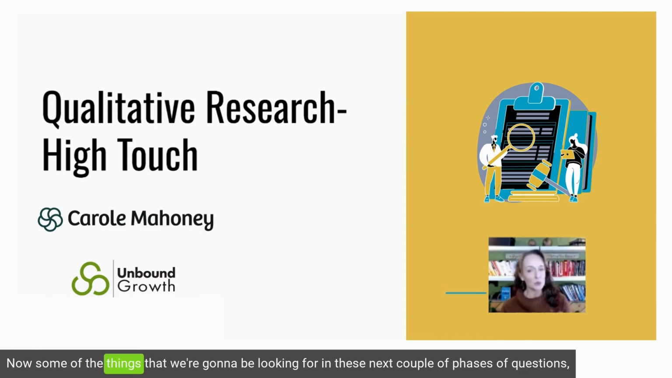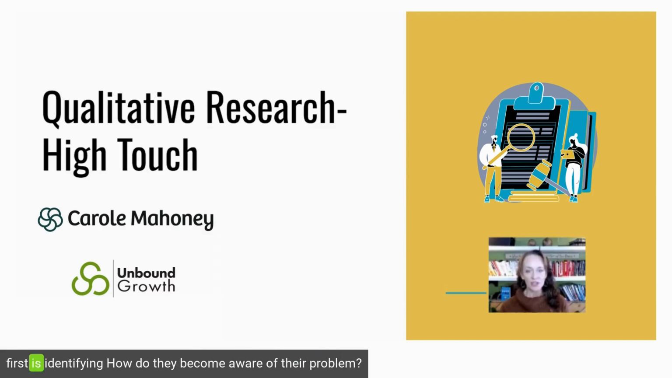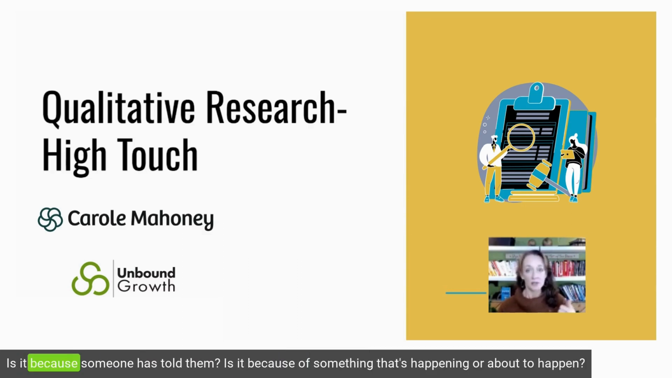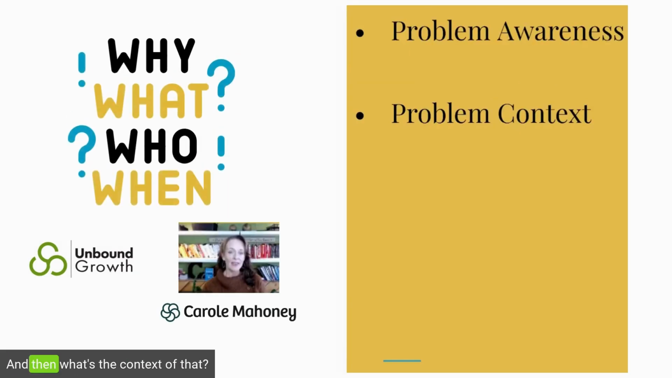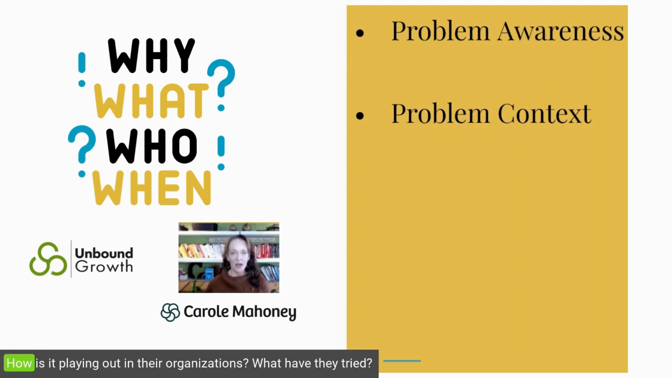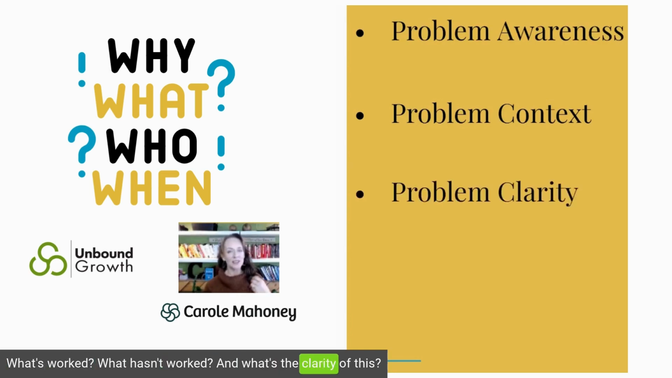Now, some of the things that we're going to be looking for in these next couple of phases of questions, first is identifying how they become aware of their problem. Is it because someone has told them? Is it because of something that's happening or about to happen? How do they become aware that there's an issue or a challenge that they need to even deal with? And then what's the context of that? How is it playing out in their organizations? What have they tried? What's worked? What hasn't worked?